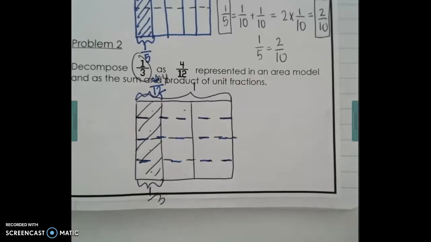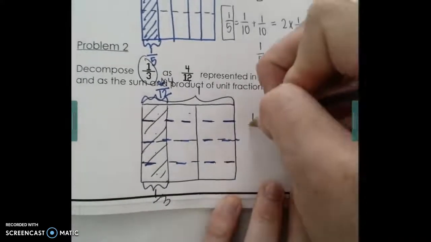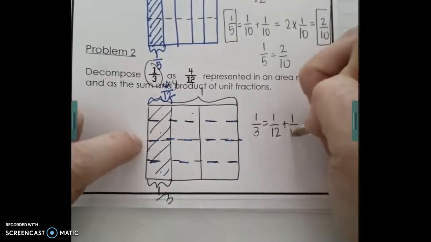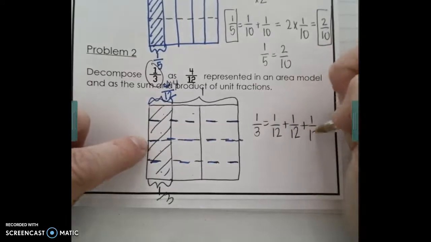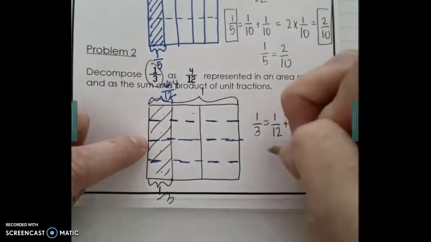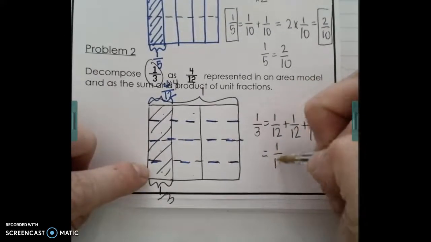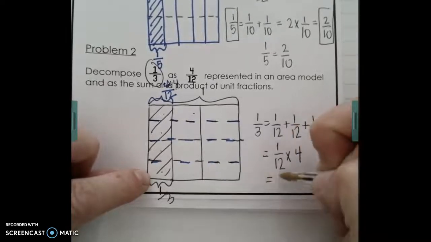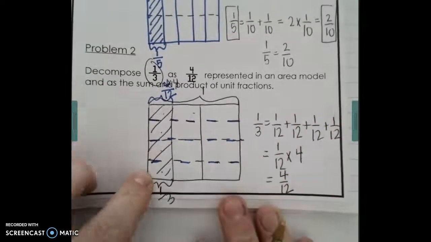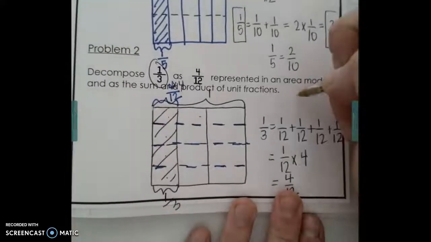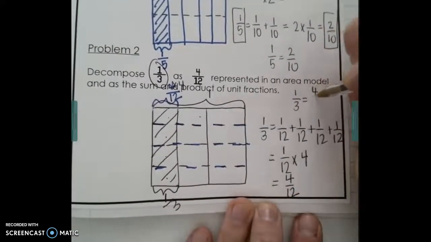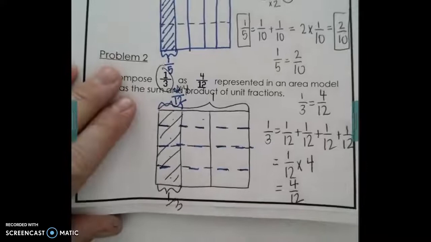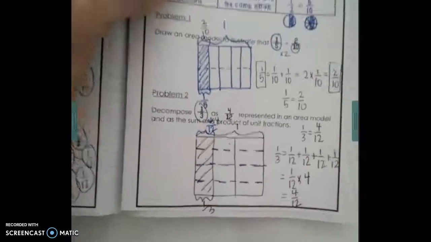So let's write an addition sentence to match that. So I'm going to say 1/3 is equal to 1/12 plus 1/12 plus 1/12 plus 1/12, which equals 1/12 times 1, 2, 3, 4, which equals 4 over 12. So we've just proved, right? We didn't change our shaded area, that 1/3 is equal to 4/12. Nothing changes, right? We're just dividing it into smaller parts. So very similar to our tape diagram, but we're just using an area model today.